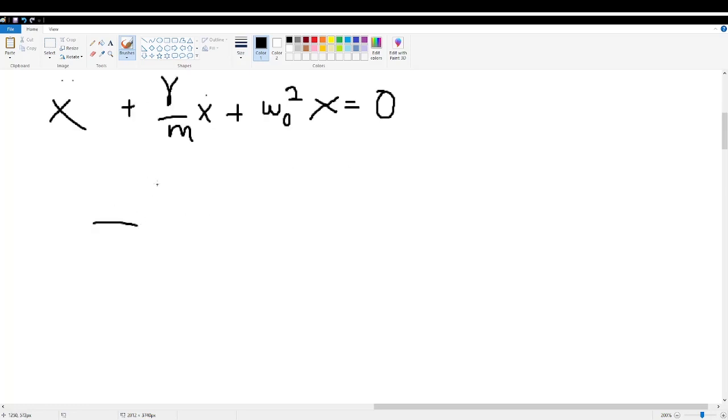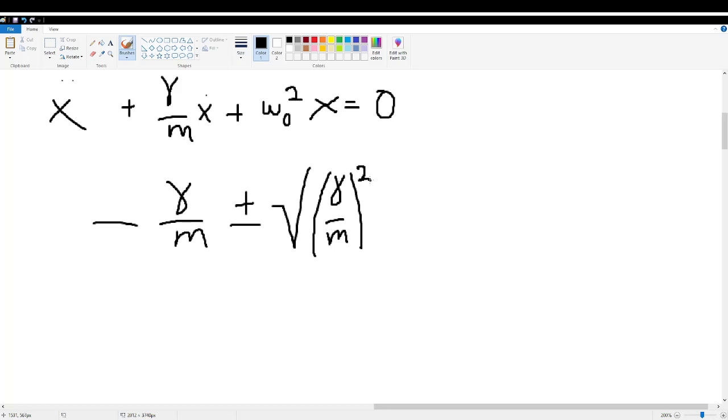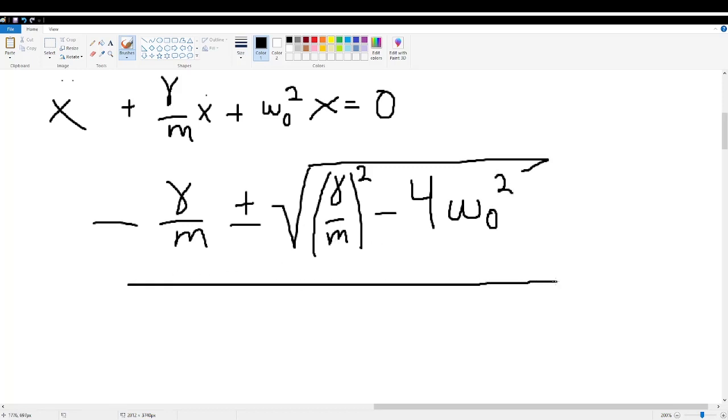So we have minus gamma over m plus or minus the square root of, let's get this under the square root, gamma over m squared minus 4 times 1 times omega naught squared, all over 2. This is going to be our R1 and our R2 for our differential equation.